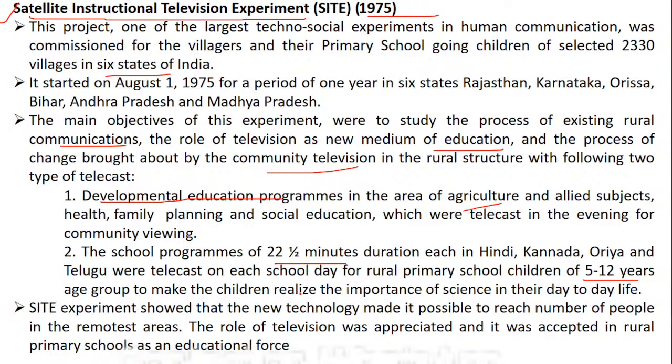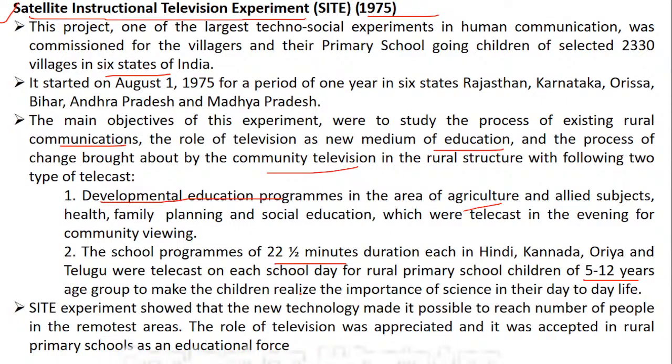So, if you get any match the following questions, you should be able to ensure that it is related to what. So, if I'm talking about SITE, it is a little bit difficult to tell whether you will get questions about the 6 states or the experiment on which states. But definitely one question you can get is what was the intention? The intention was not only to improve agriculture knowledge along with other subjects such as health, family planning and social education, but also to make students from the age group of 5 to 12 understand the importance of science in day-to-day life.